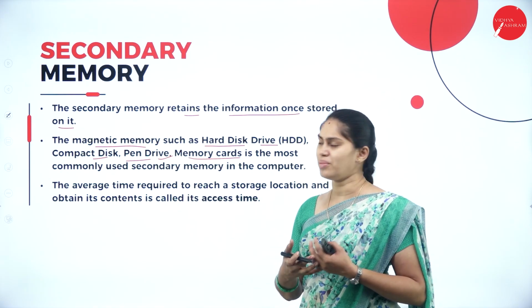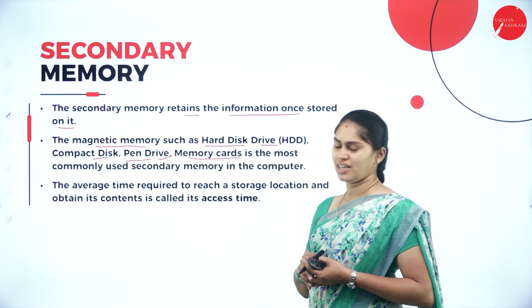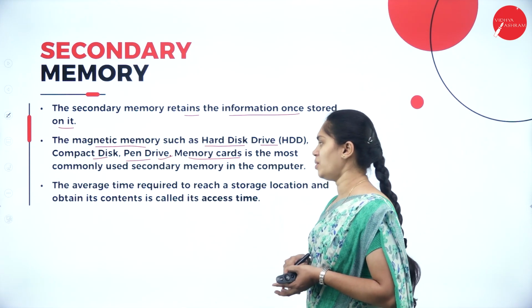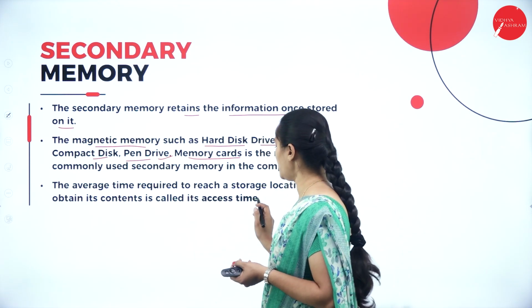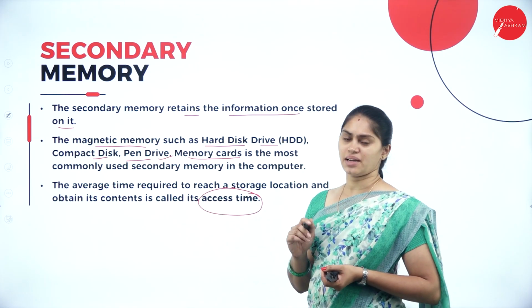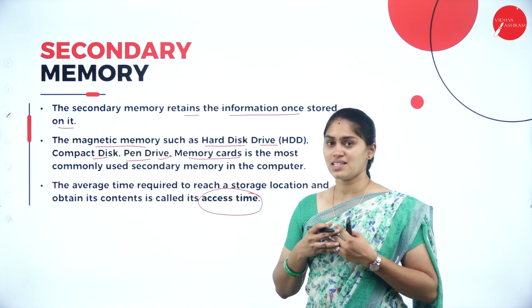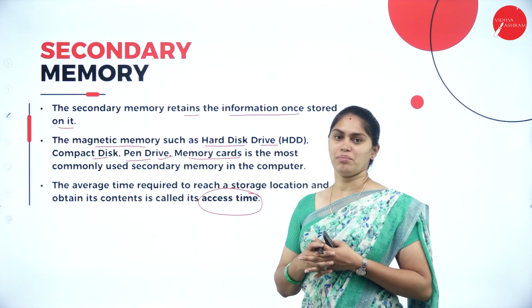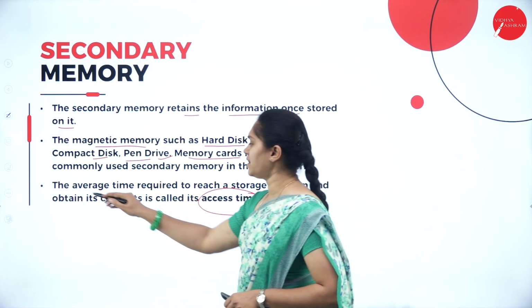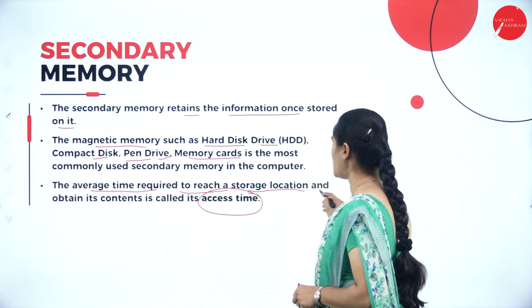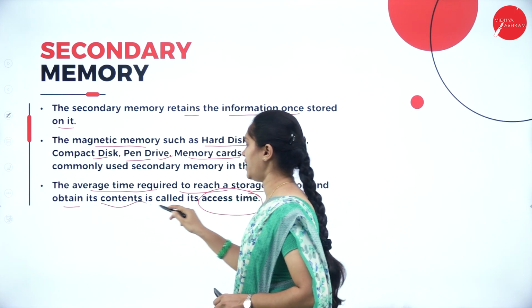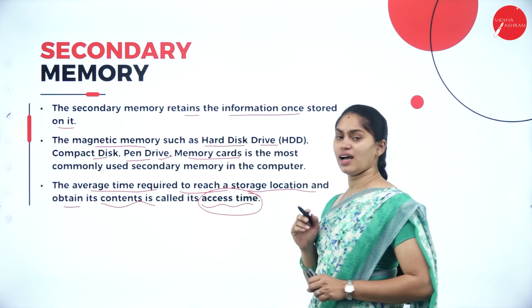All these are the most commonly used secondary storage devices, or secondary memory. Here you also need to understand what access time is. Based on access time, we can get to know the speed of a computer. It represents the average time required to reach a storage location and to obtain its content. We call that the access time.